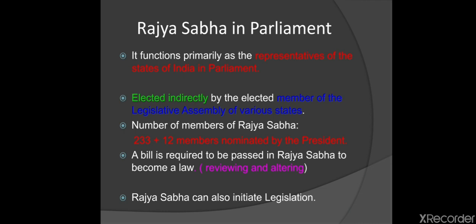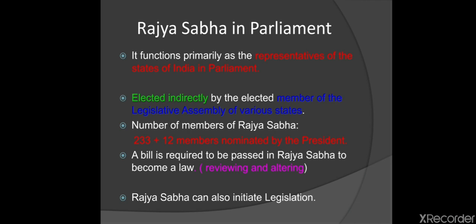So what is the function of Rajya Sabha? From the word itself you can figure out the meaning of Rajya. Rajya means state, and Sabha means council. So it is also known as Council of States. It functions primarily as the representatives of the states of India in Parliament. From the word Rajya, you can figure out that it has to be related to the states of India. They are representing the states of India.